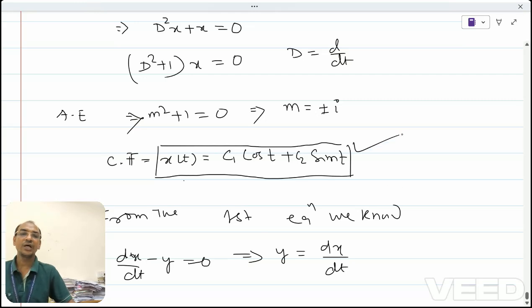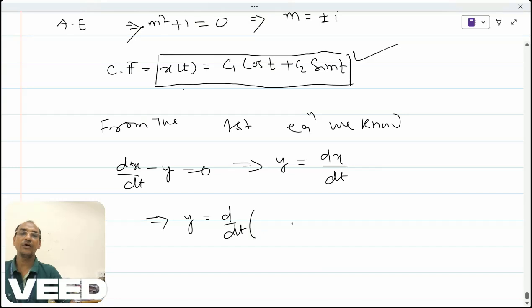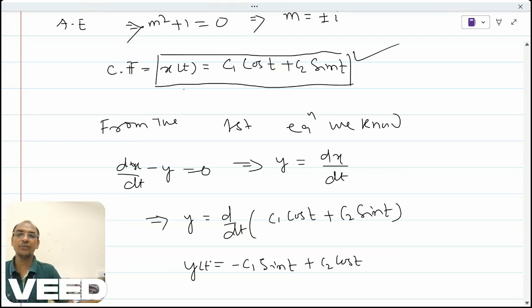But what is our x? Our x is c1 cos t plus c2 sin t. So this means y equal to d by dt of c1 cos t plus c2 sin t. The derivative of cos is minus sin, so minus c1 sin t, and the derivative of sin is cos, so plus c2 cos t, and this is nothing but y of t.